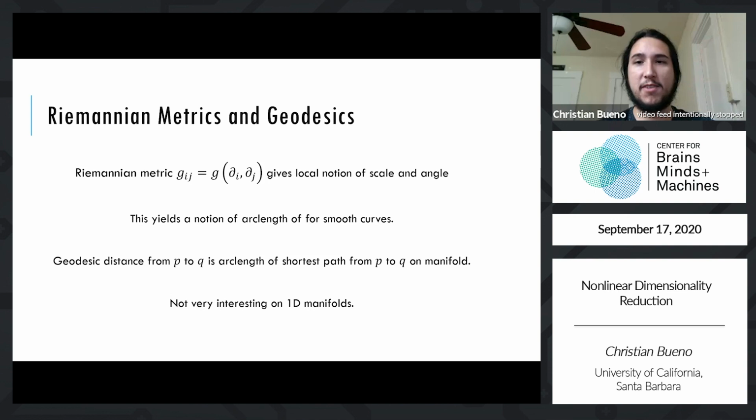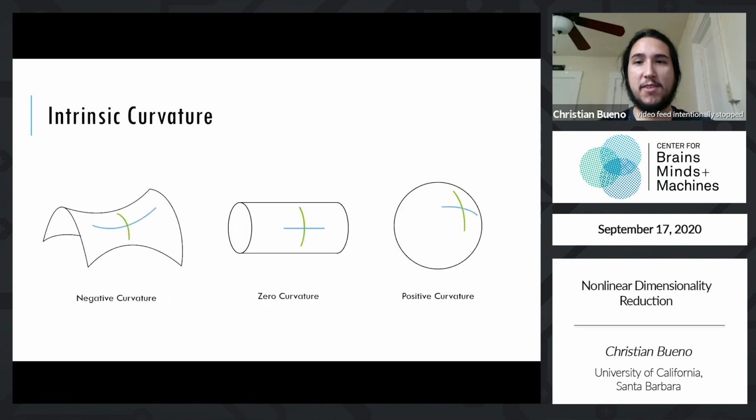And every manifold with a Riemannian metric is going to have some notion of geodesic distance between 2 points on them. And as was mentioned earlier, this is not interesting on 1D manifolds. Curves are very, very simple. So long as you know the length of the curve, and whether it's closed or not closed, then you know everything about the curve as far as Riemannian geometry is concerned from the intrinsic point of view.